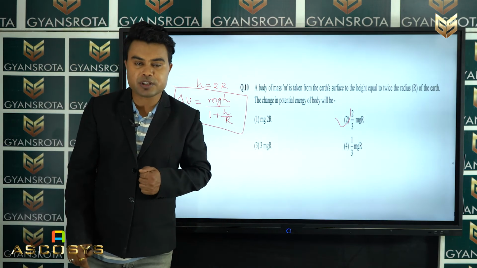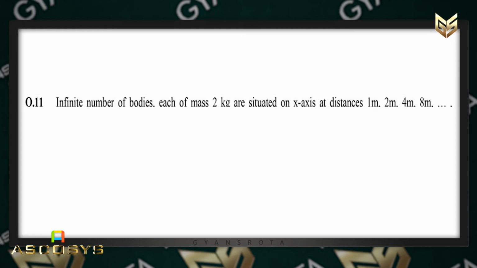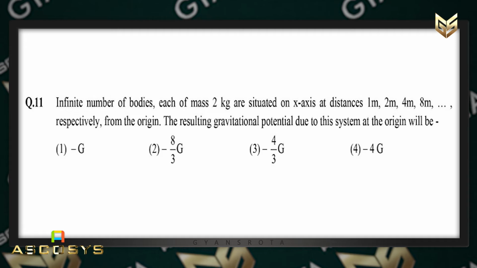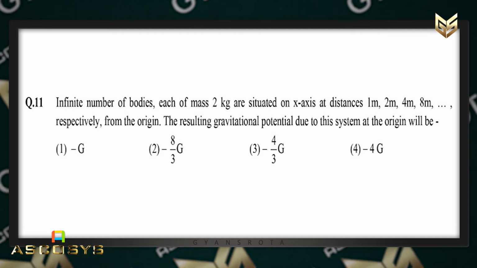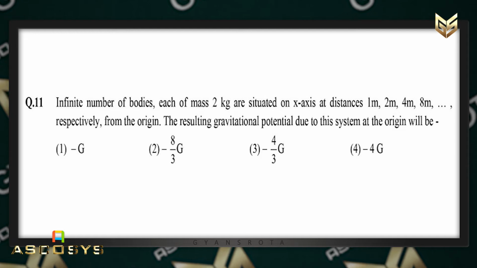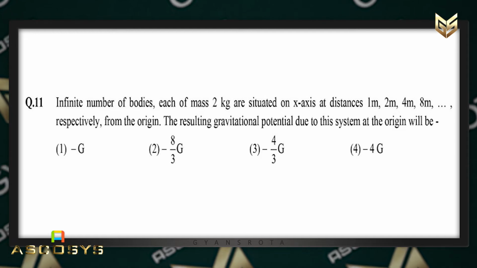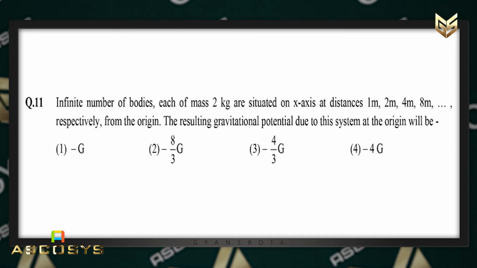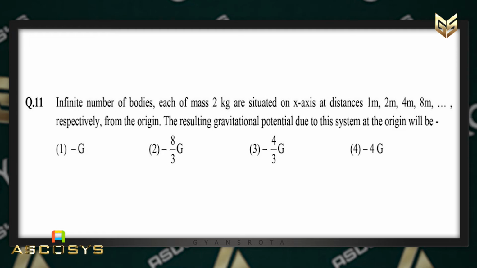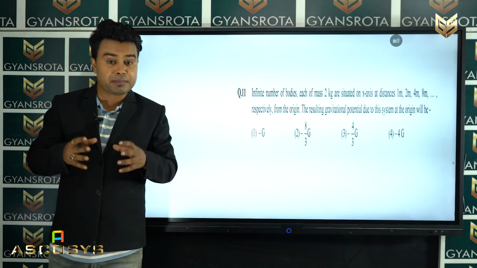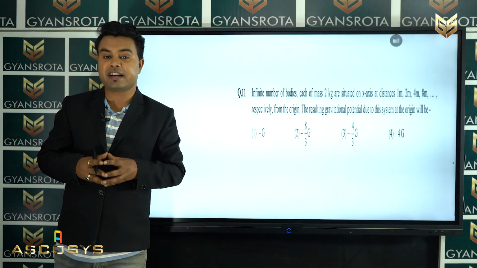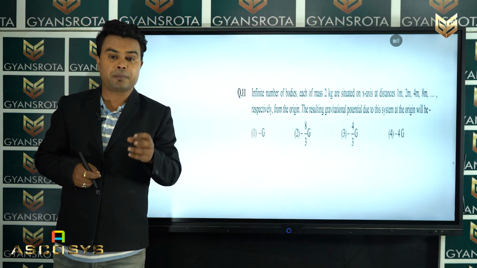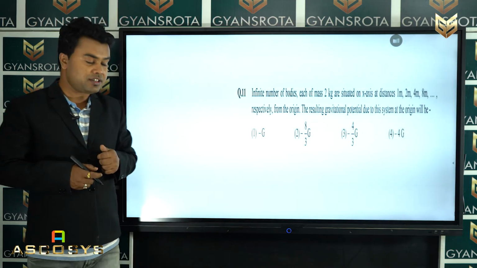Now let us move to the next question, that is question number 11. Infinite number of bodies, each of mass 2 kg, are situated on the x-axis at a distance of 1 meter, 2 meter, 4 meter and 8 meter respectively from the origin. The resultant gravitational potential due to this system at the origin will be how much? Again, this is a question from the chapter gravitation. Here you will have to use the concept of gravitation and find the answer. But which topic? That is the gravitational potential.